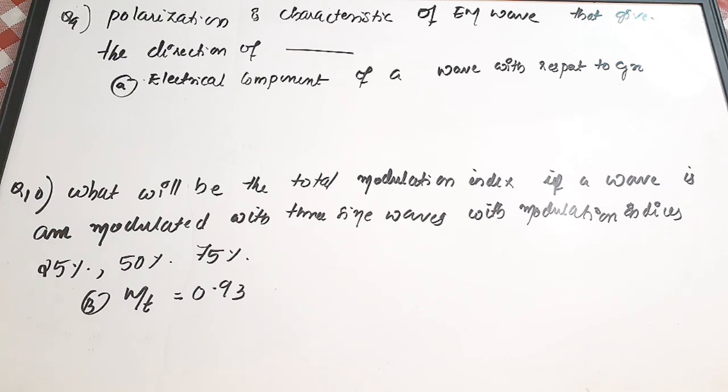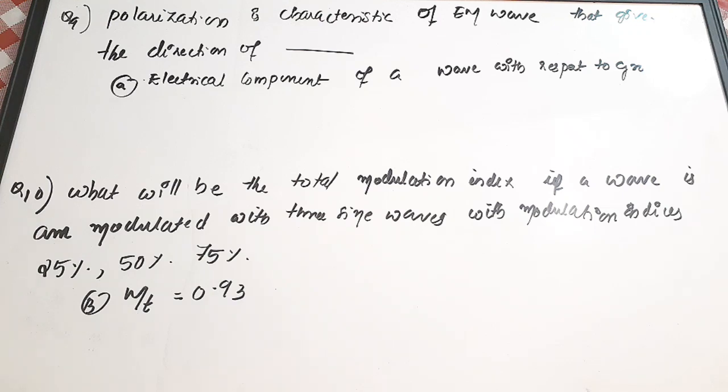So the correct answer is A, the electric component of the wave with respect to the ground. Based on the electric field component's direction or orientation, we characterize what type of polarization the wave has. So that is the correct answer. Question 9, the correct answer is option A.